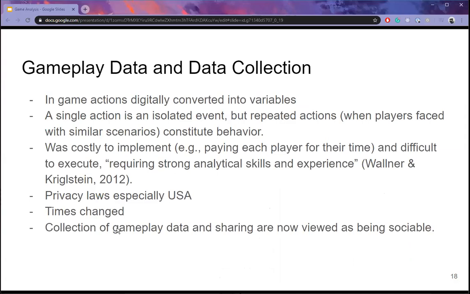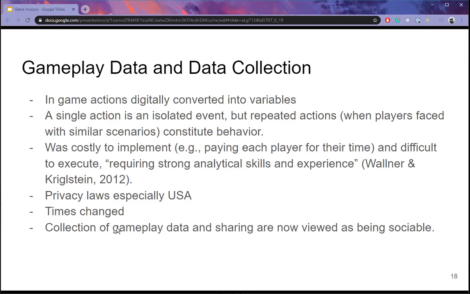So I'll talk about gameplay data and data collection. In-game data collection is getting in-game actions digitally converted into variables, variables that have some value for our analysis. And we can get some behavior out of repeated events. So if we see that a variable is repeating, it could be considered behavior.